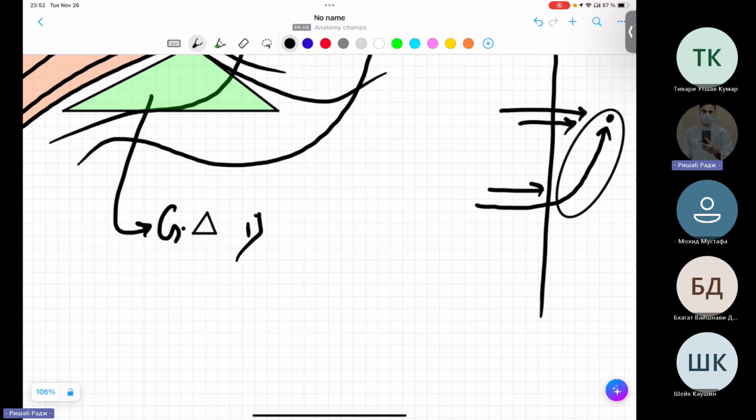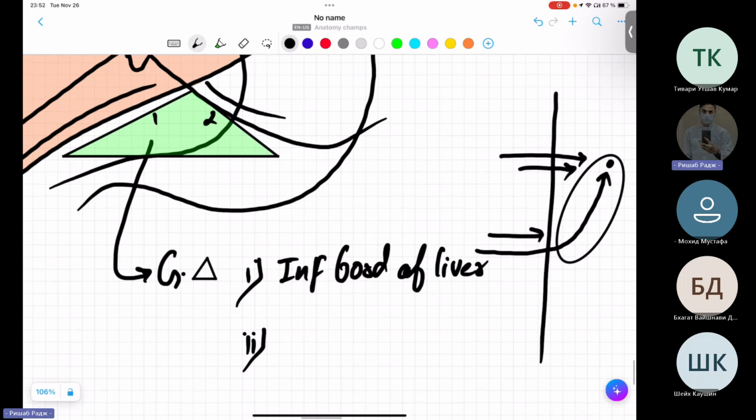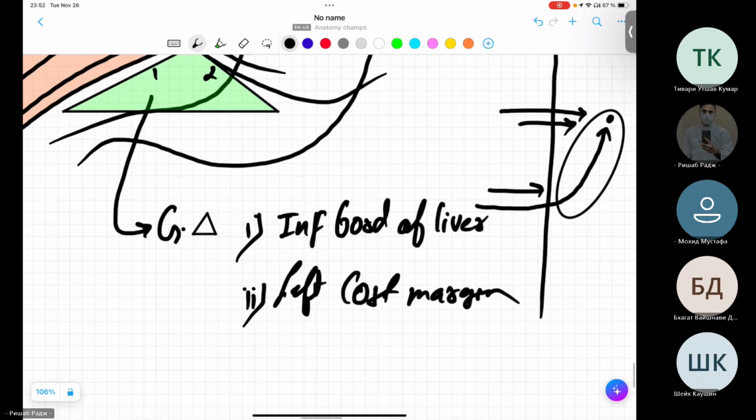First boundary is your inferior border of liver. I told you it is the only border of the liver which is prominent. Otherwise, you cannot distinguish between posterior inferior surface, right inferior surface, right anterior surface. This is the only prominent border. Revision from your liver class. Second, this was first, this is second. Second is what? This is your left costal margin. This is your third.